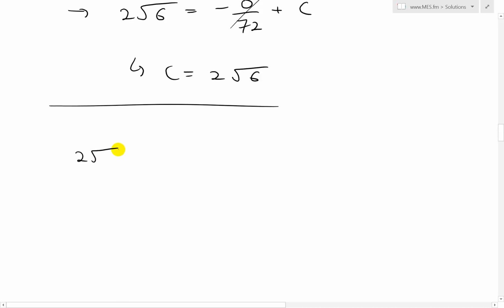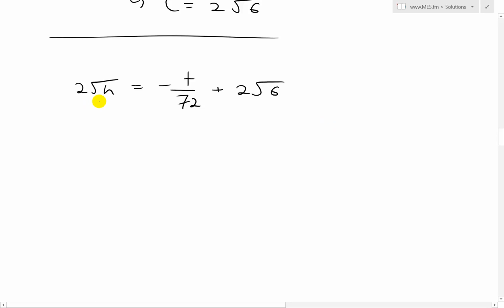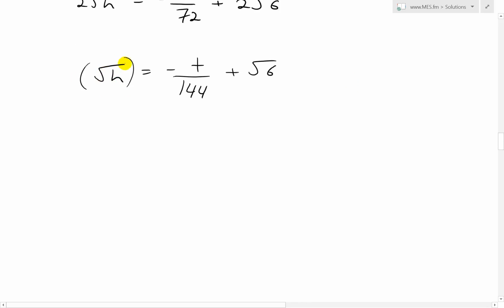Now we can go ahead and further simplify this h formula. We get 2 square root of h is equal to negative t over 72 plus c, which is 2 times square root of 6. So now let's divide everything by 2, and what we get is the square root of h is equal to negative t over 144, because 72 times 2 is 144 when we divide by 2, and the 2's cancel, plus square root of 6. And then what you could do is square both sides, so we can get rid of this square root sign.